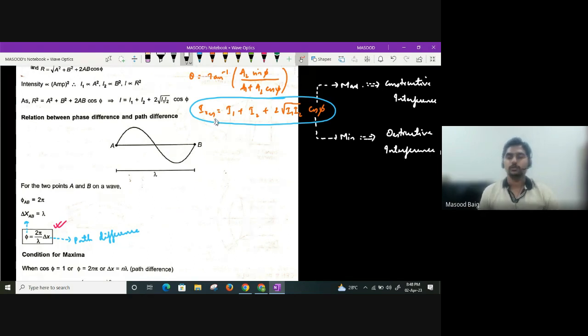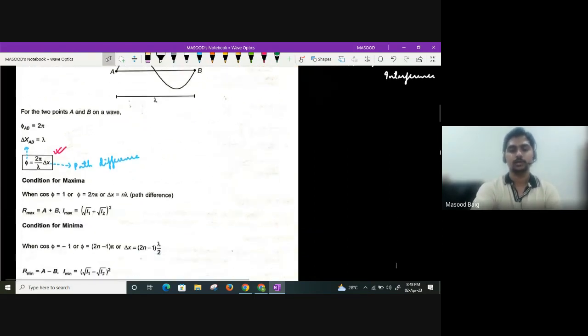Understood, all of you? So depending on whether the resulting intensity or resulting amplitude is maximum or minimum, interference can be of two types, constructive as well as destructive. The relation between path difference and phase difference is 2 pi by lambda into delta x, guys. Now what is our maximum amplitude? Again, whenever constructive interference takes place, maximas will be formed, guys. Whenever constructive interference takes place, what will be formed? Maximas. Whenever destructive interference takes place, what will be formed?